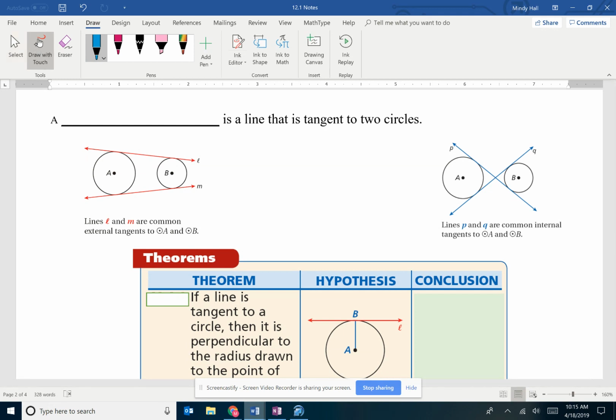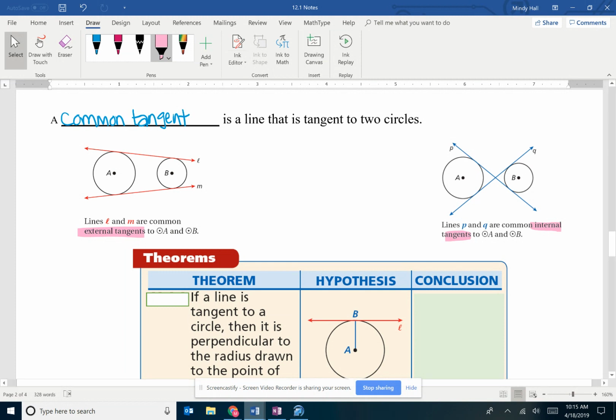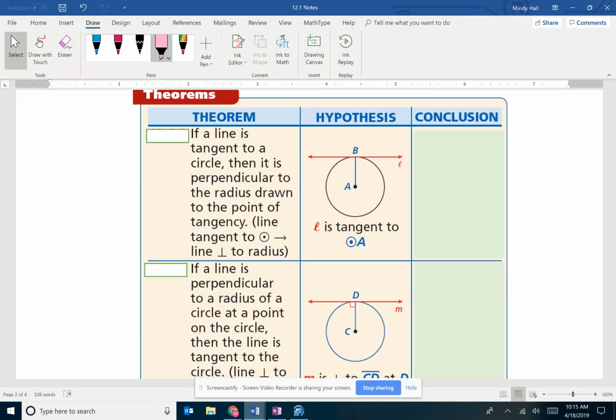So our next one, a common tangent, is a line that is tangent to two circles. So this one on the left is actually external tangents because they're on the outside of the circle, lines L and M. This blue one are internal tangents because they're going towards that center, lines P and Q. So for these theorems, you do not have to know the theorem numbers or anything like that. I'll fill them in just in case you want them because they do match up with the theorem numbers in your book.